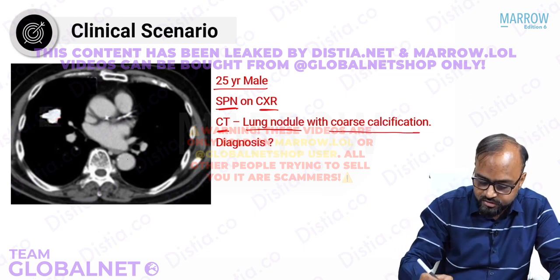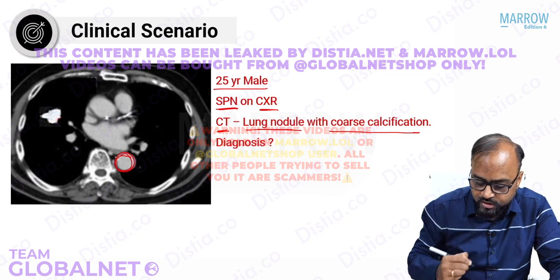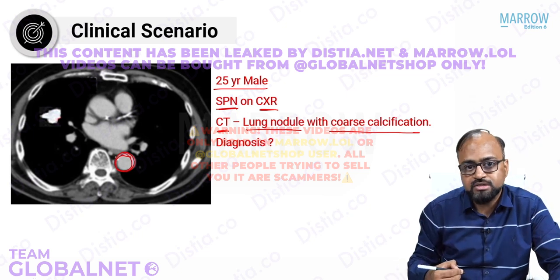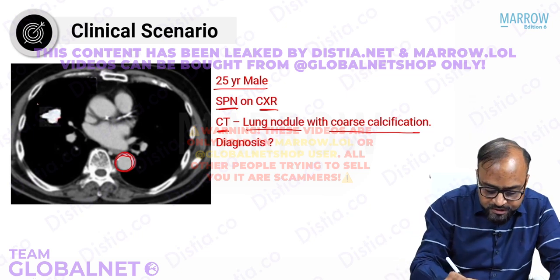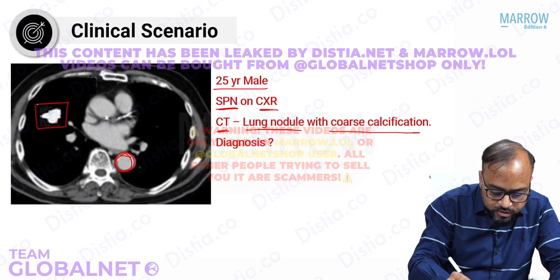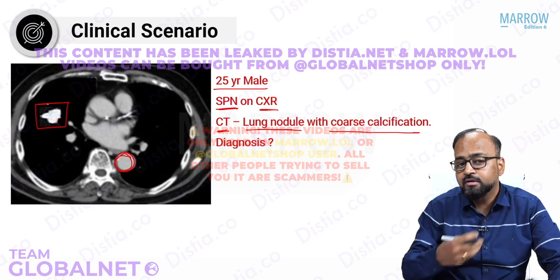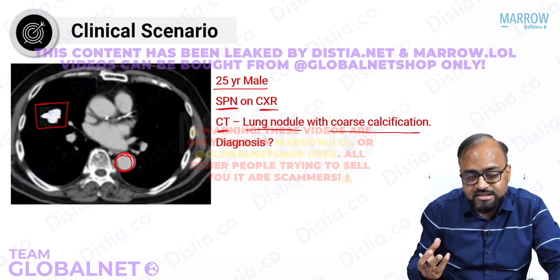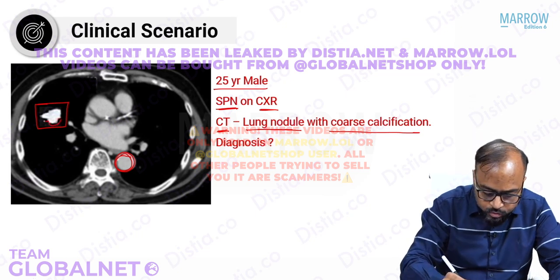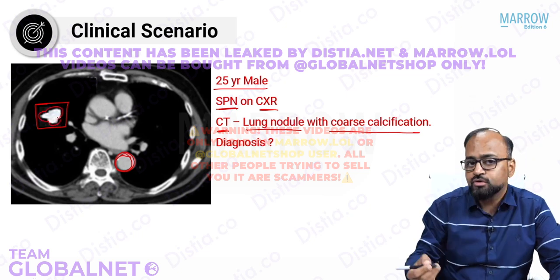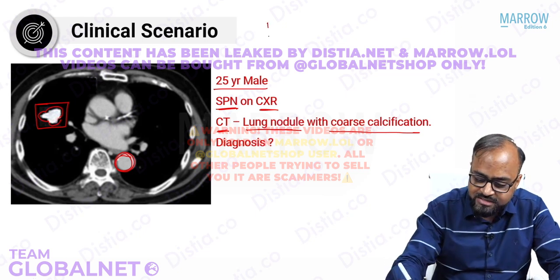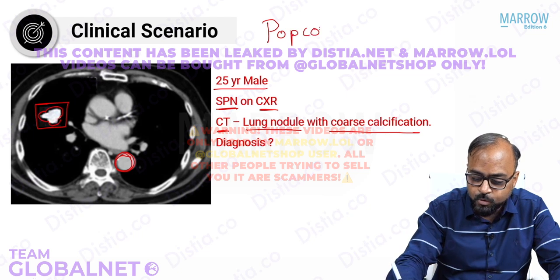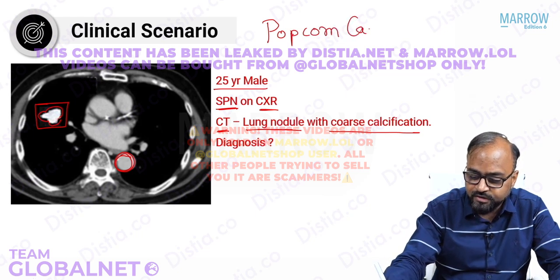Look at this CT here. This is a post-contrast CT. Look at the aorta there, right? It is showing contrast. It is appearing hyperdense. On this CT, can you see this nodule there? It is showing multiple, multilobulated coarse calcification. It has a lobulated contour like this. So this appearance of coarse calcification has been described as what? It has been described as popcorn calcification.